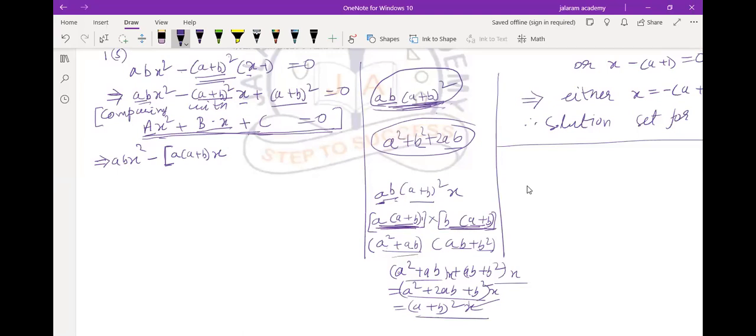So we are writing a square plus ab into x plus b into a plus b into x. In place of a plus b whole square, we have already proved that a plus b whole square is the sum of a square plus ab and ab plus b square. Understood, everyone? Clear?